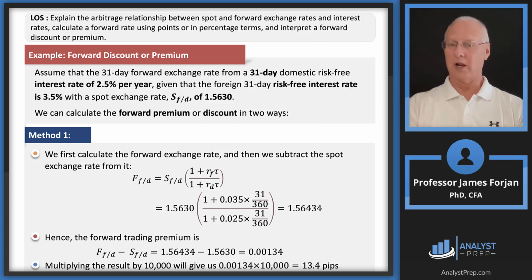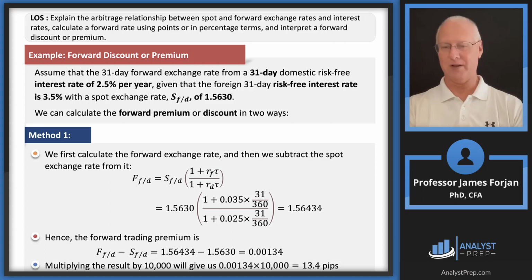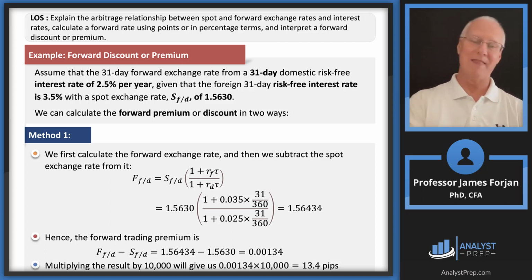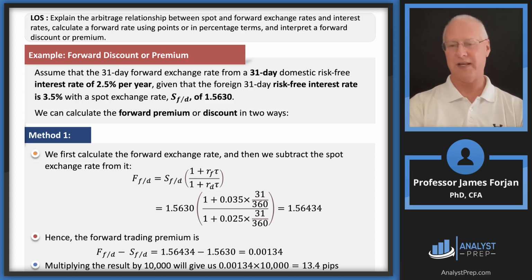And then we're going to take the ratio of 1 plus the foreign interest rate divided by 1 plus the domestic interest rate. But we have to adjust it for the time period. So we take that 3.5%, which is the foreign rate, multiply it by 31 divided by 60, then add 1 to it. In the denominator, we take the 2.5%, which is the domestic interest rate, multiply that by 31 divided by 60, and then add 1 to it.